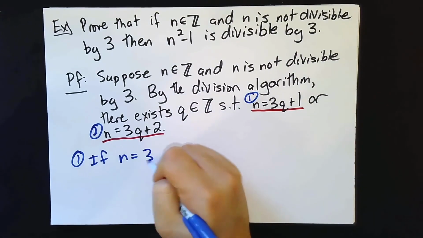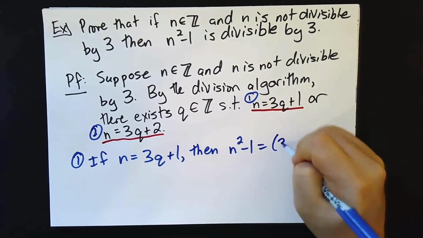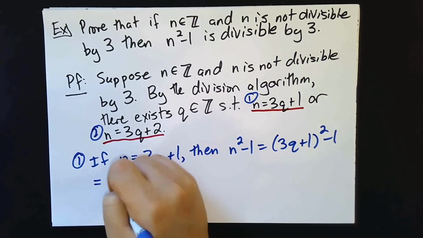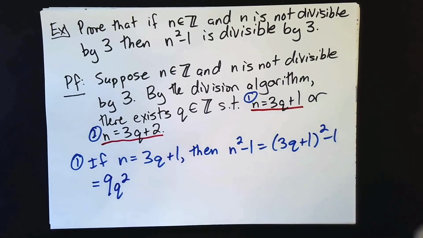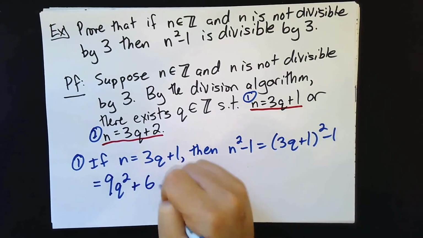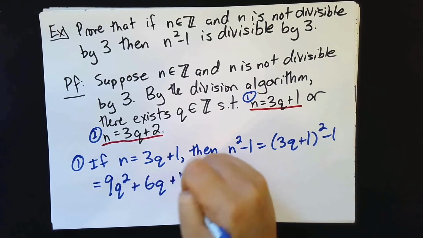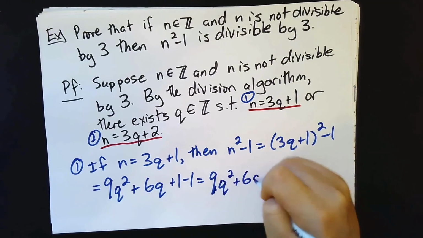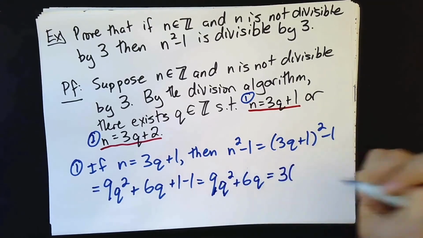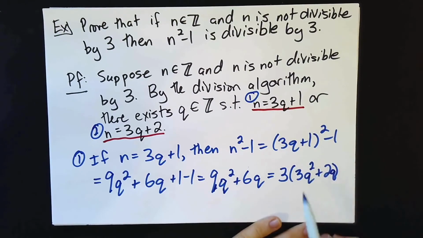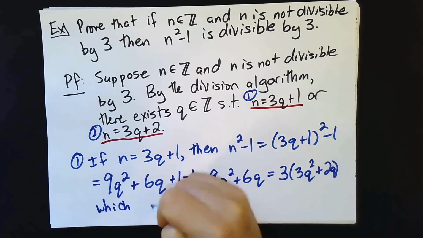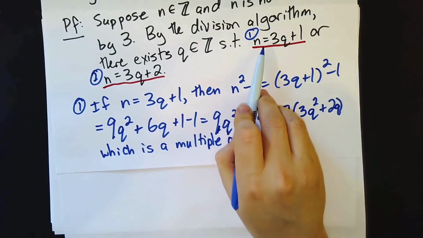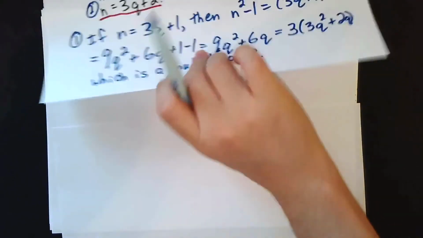So if n is 3q plus 1, then n squared minus 1 would be (3q plus 1) squared minus 1, which would be 9q squared plus 6q plus 1 minus 1, which would be 9q squared plus 6q, which would equal 3 times (3q squared plus 2q). And then this is definitely a multiple of 3, because I've written it as 3 times an integer. So that handles that possibility. Now let's nail down this other possibility.